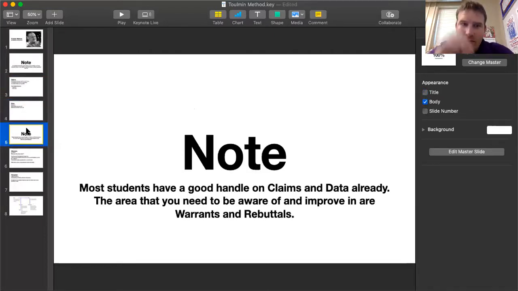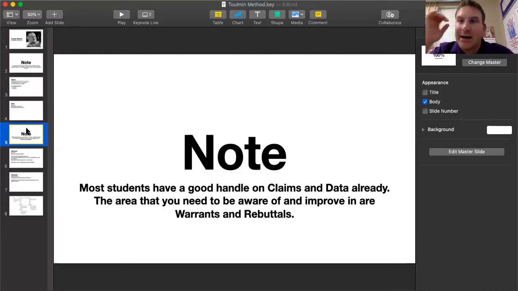Now, most students have a good handle on claims and data already. Y'all understand how those two things work. The area that you need to be aware of and improve in is warrants and rebuttal. Rebuttals will be nice further down the line. Warrants are kind of what you need right here, right now.